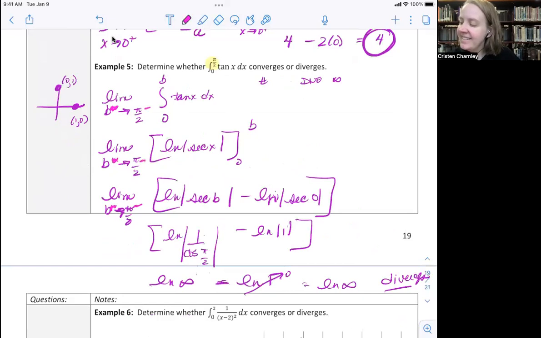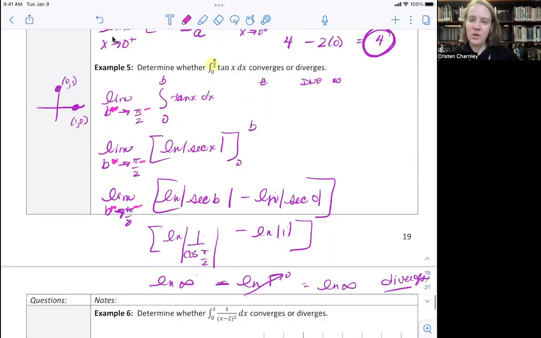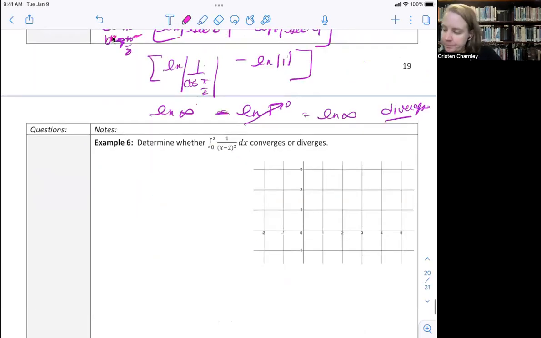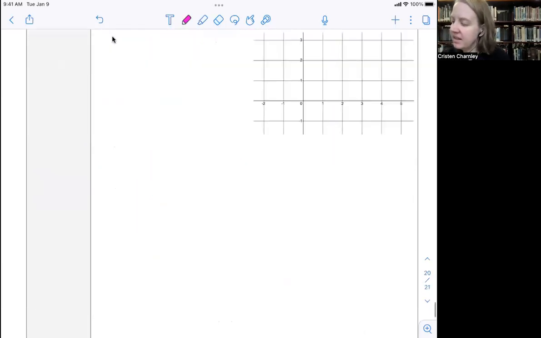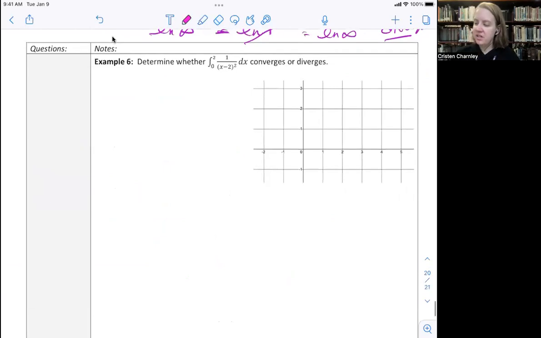All right. So on example 5, we know that one of those endpoints wasn't defined, so we bring in the limit for the improper integral. Example 6, and I believe this is our last one. Determine whether the integral from 0 to 2 of 1 over x minus 2 quantity squared dx converges or diverges.